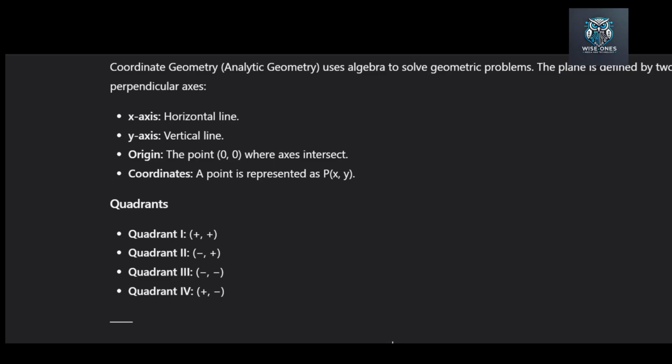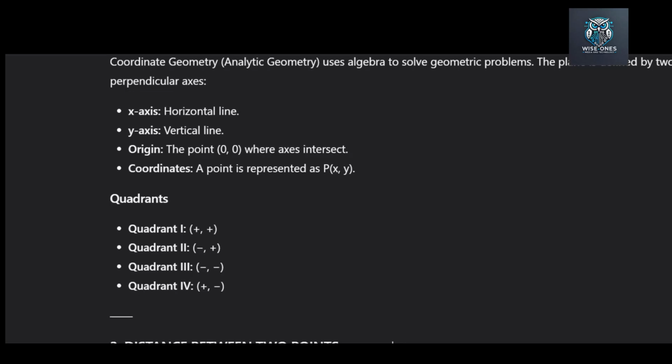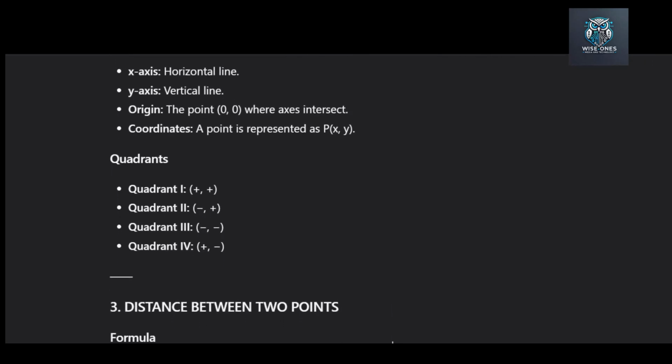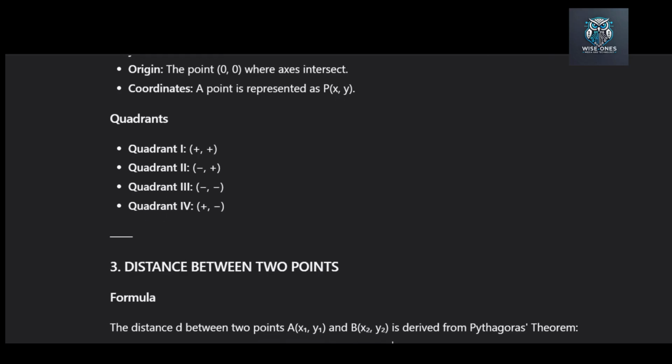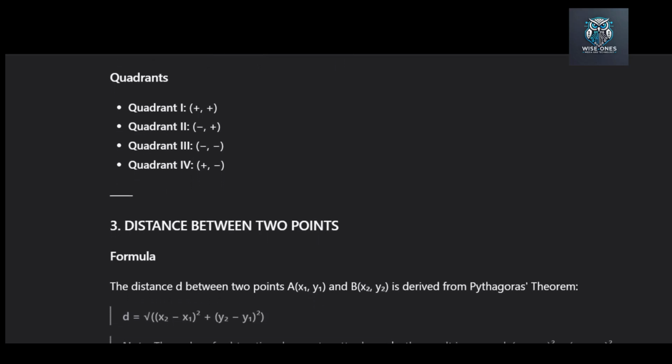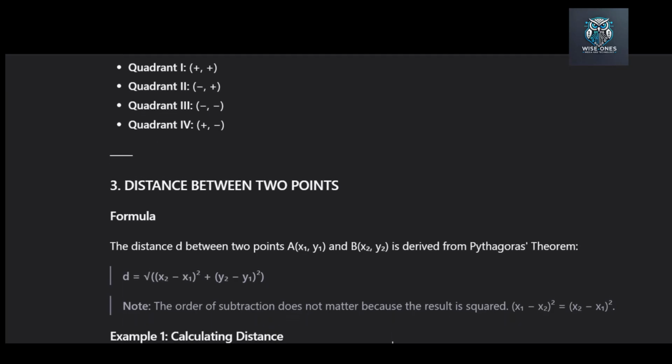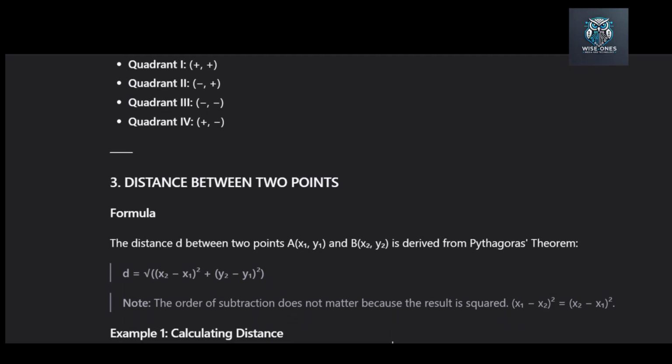Quadrant 1 is where both x and y are positive, so open bracket plus comma plus close bracket. Quadrant 2 is where x is negative and y is positive, so open bracket minus comma plus close bracket. Quadrant 3 is where both x and y are negative, so open bracket minus comma minus close bracket. Quadrant 4 is where x is positive and y is negative, so open bracket plus comma minus close bracket. Understanding where your points lie helps you visualize the problem.